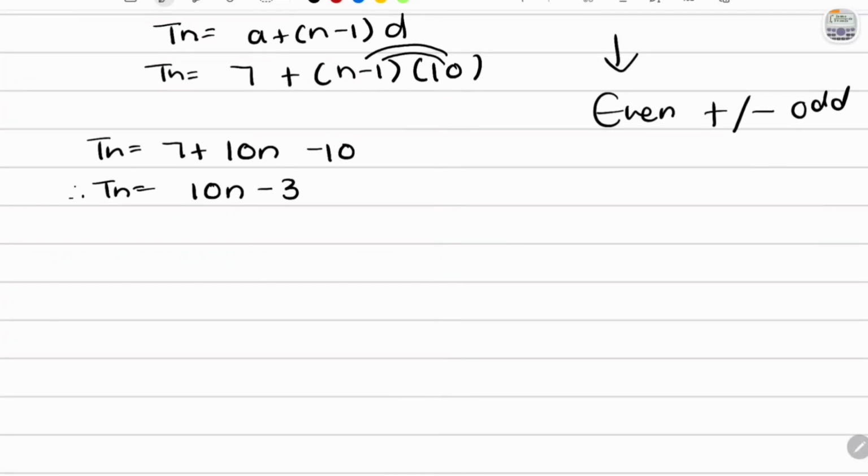10n minus 3. We first have to show them that there's a part of it that is even. So how do we do that? Well, right now the only even part is this 10n, right? That's the only even part. The 3 is not even yet. So what we can do is, let's rewrite this as Tn is equal to 10n, and this 3, I'm going to separate it. I'm going to separate a 1 from it so I can show them that it is odd.